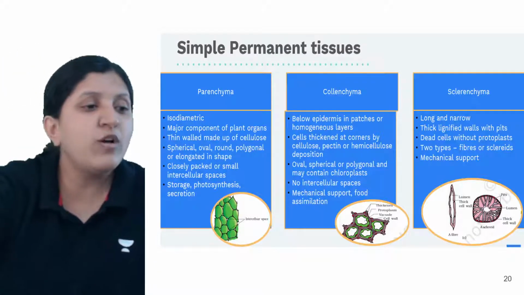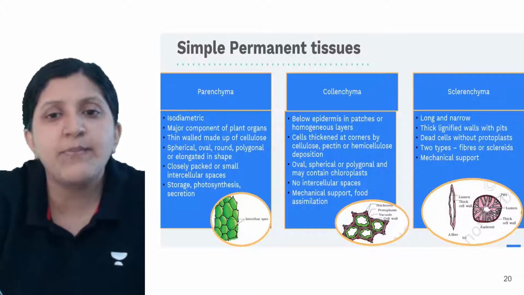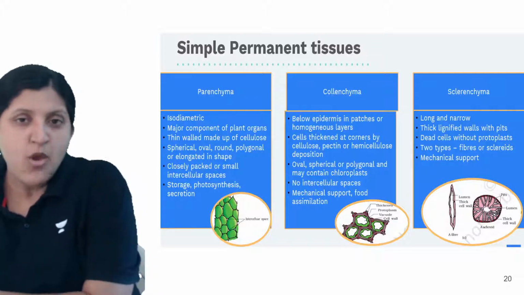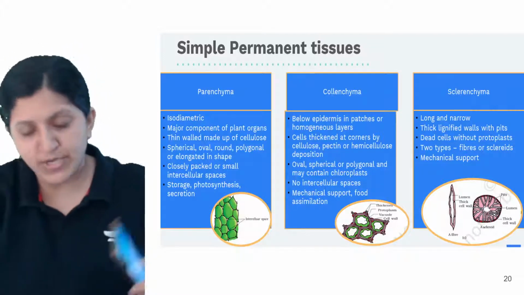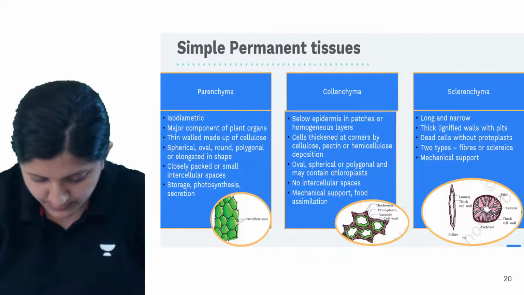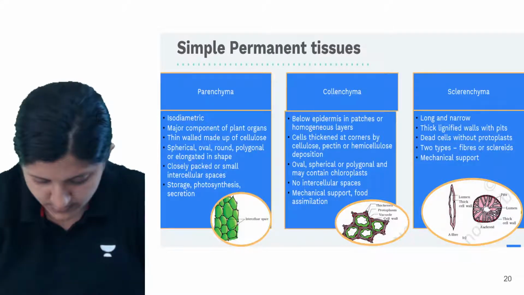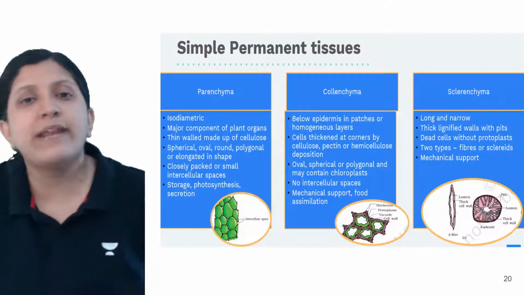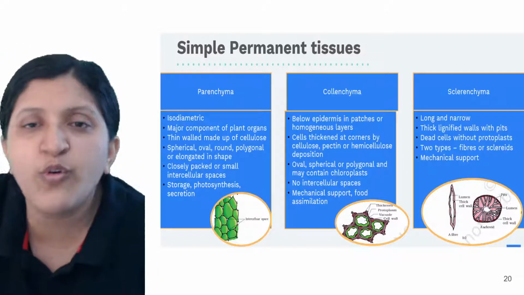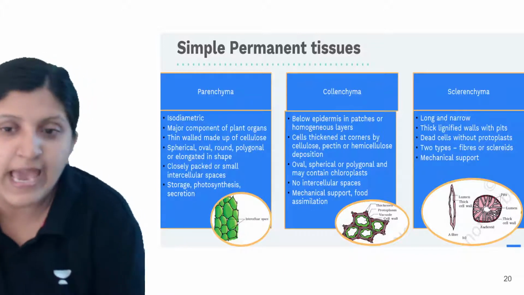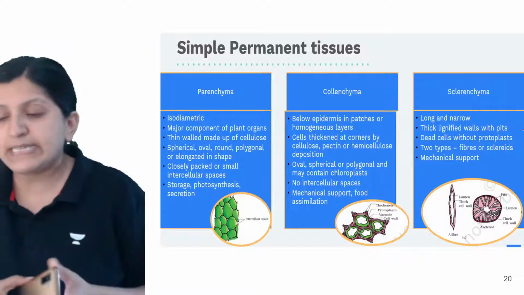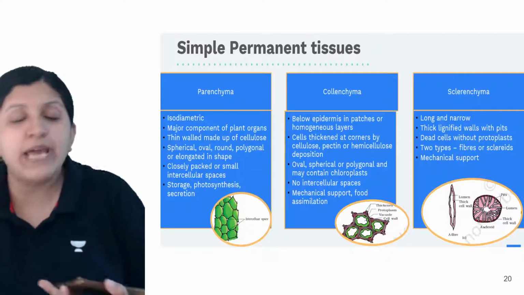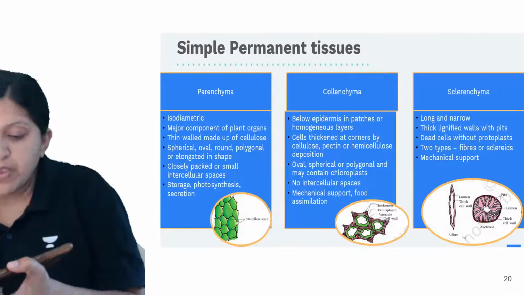Alright, so moving on to permanent tissues, we have parenchyma, then collenchyma, and then sclerenchyma. Parenchyma is isodiametric in nature. Alright, so these are parenchymatous cells. Throughout, if you observe them from any angle, they are basically isodiametric. So what is isodiametric? Having the same diameter throughout. That is their feature.